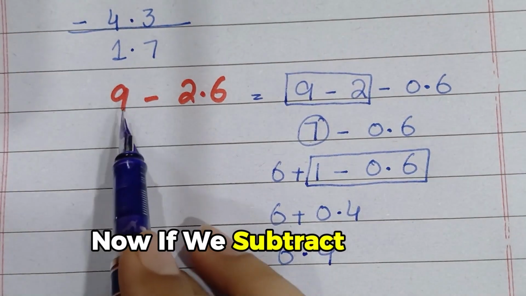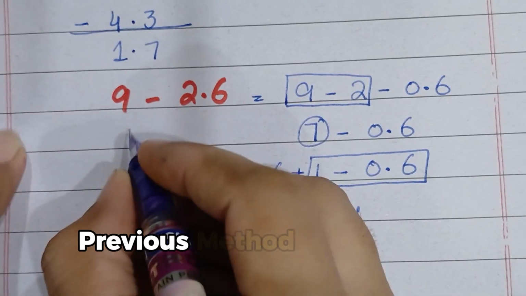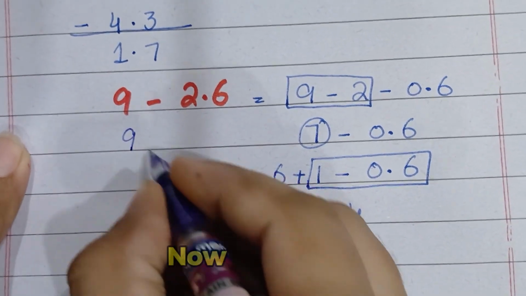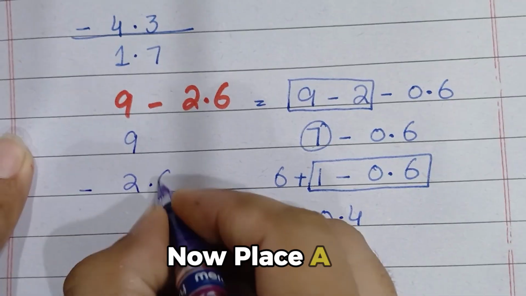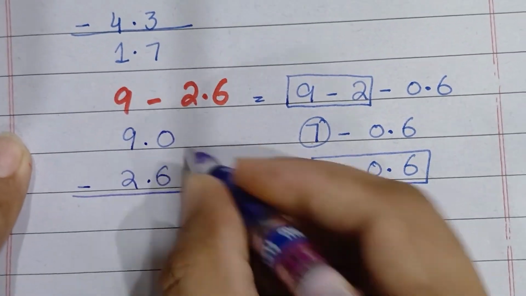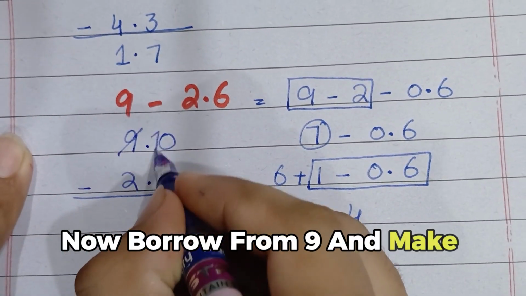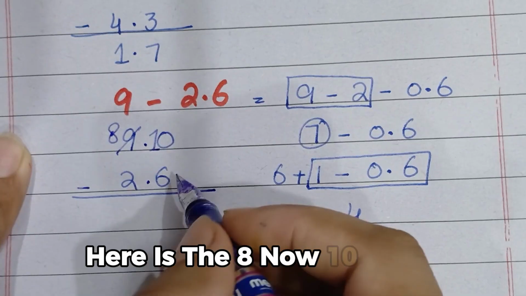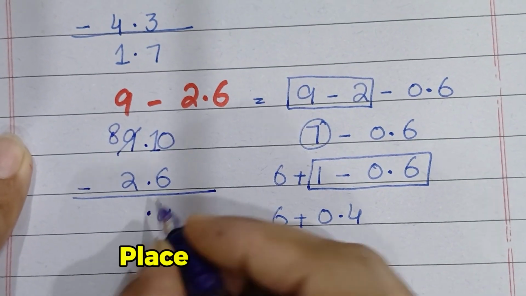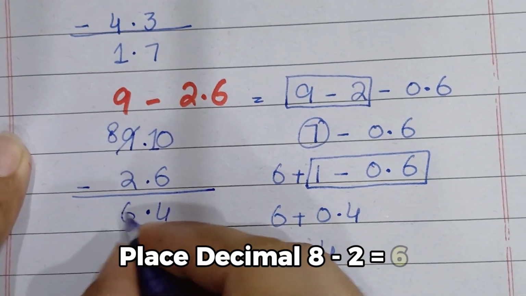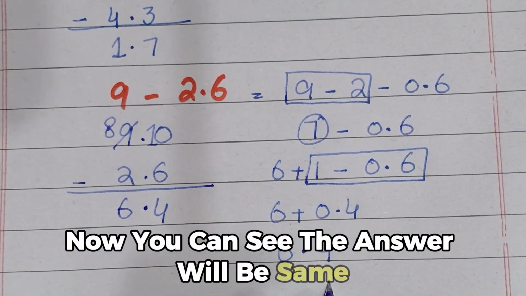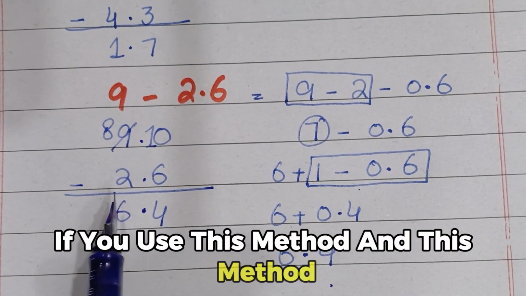Now, if we subtract these numbers again with the previous method, align these numbers, 9 minus 2.6. Now place a 0. Now borrow from 9 and make it 10. Here is the 8. Now 10 minus 6 is 4. Place the decimal. 8 minus 2 is 6. Now you can see the answer will be the same. If you use this method and that method, the answer will be the same.